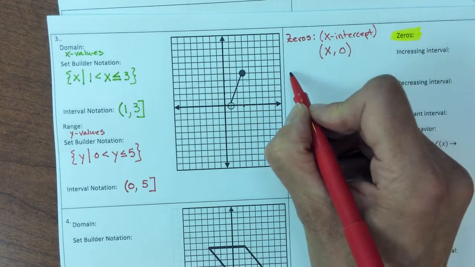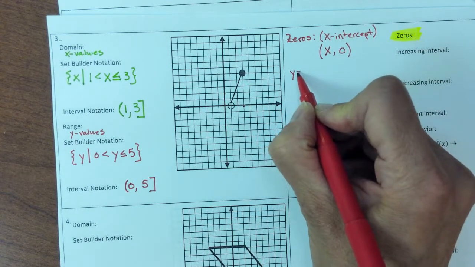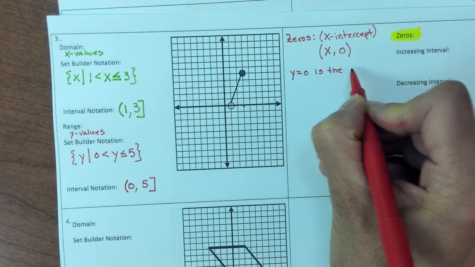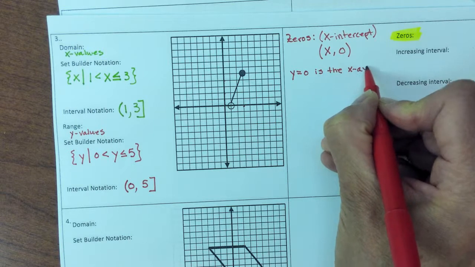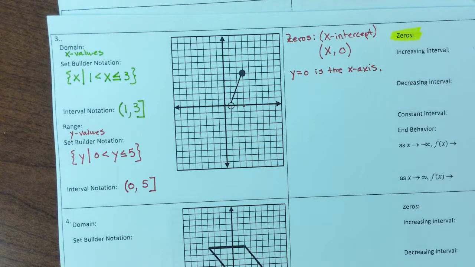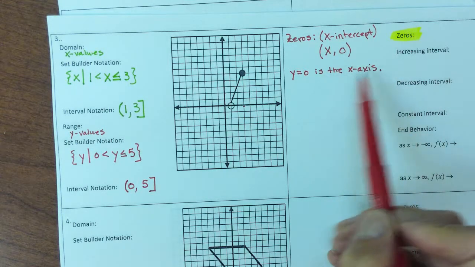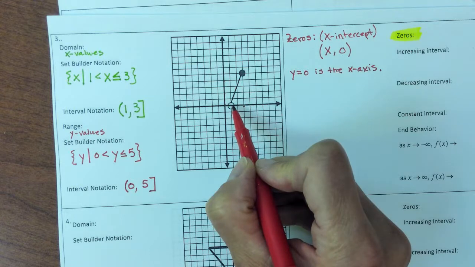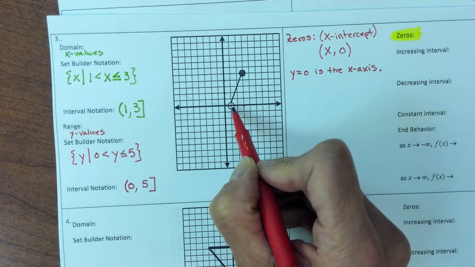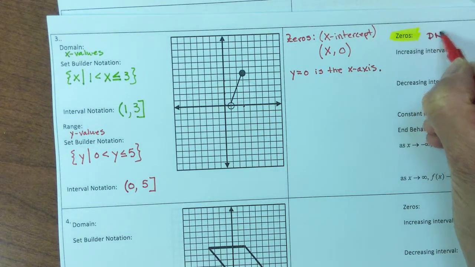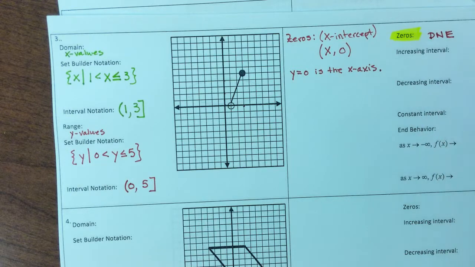Let's write that down. So the line y equals 0 is the x-axis. In Algebra 2, the x-axis is everything. It's where we find a lot of our solutions for our functions. So right here is where the 0 is. So do I have y equals 0? No, I don't. So this does not exist. There is none.